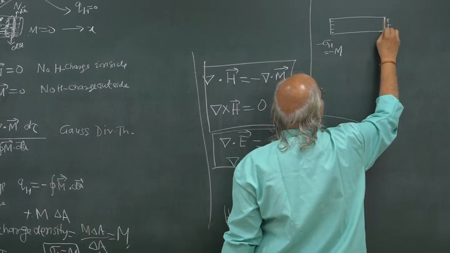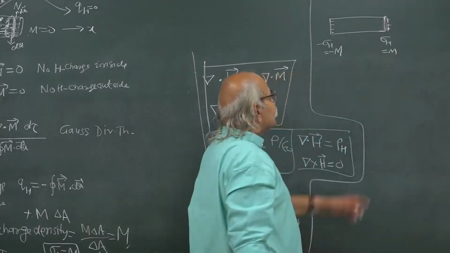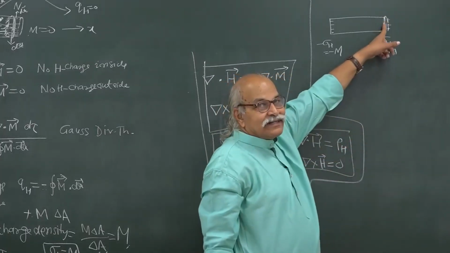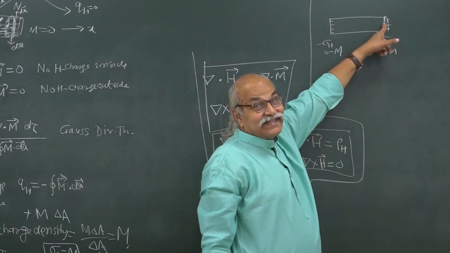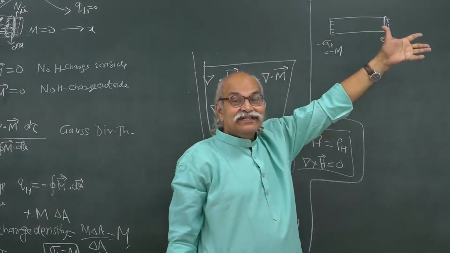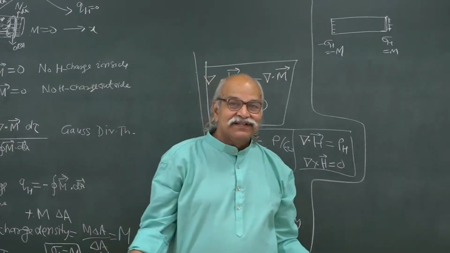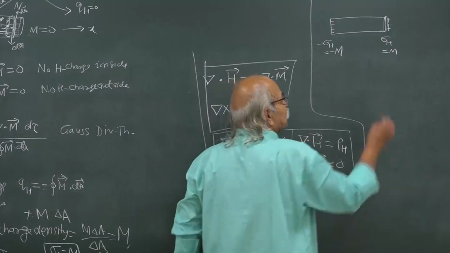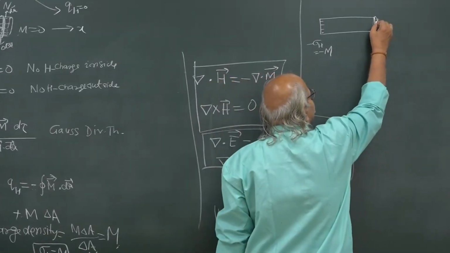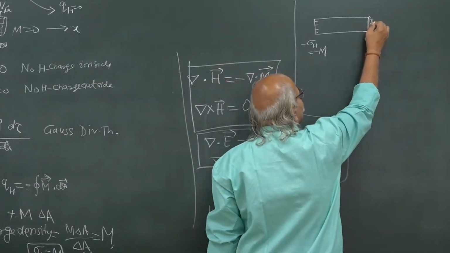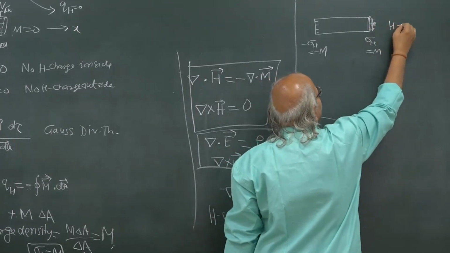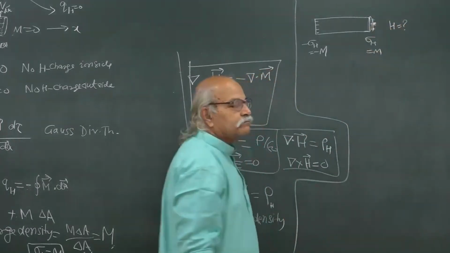And this whole thing is delta A, so the total charge will be this multiplied by delta A. This is all H charge. Now I am ready to give you the H field, B field, whatever you want. Suppose I need the H field just outside here, what is H?